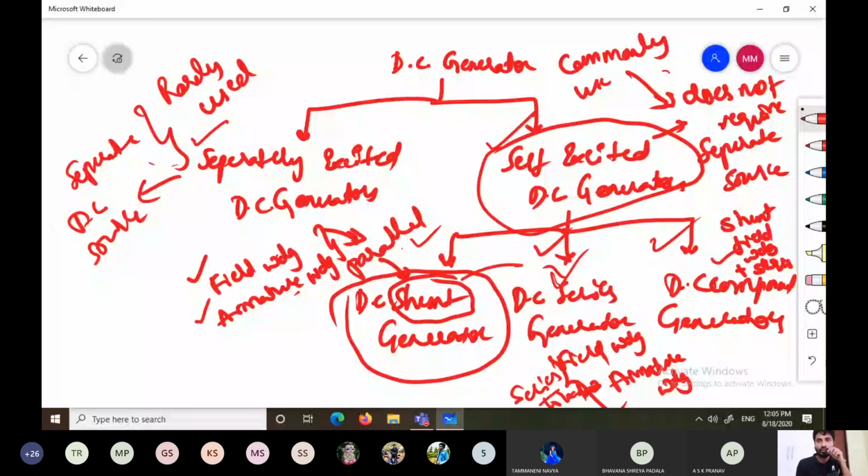Now we'll see the diagrams of each generator. Have you understood the types of DC generators up to now? Are there any doubts? Please ask me now. Any doubts? Sir, once tell me the DC series. DC series generator. Okay. So up to now, can I erase up to self-excited generators? Any problem? Am I erasing now?